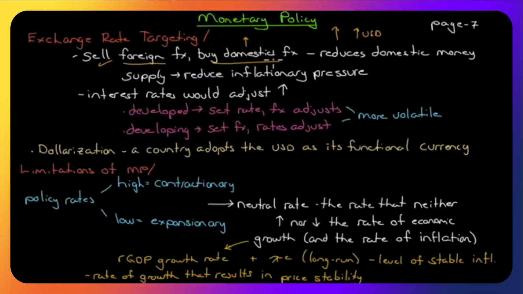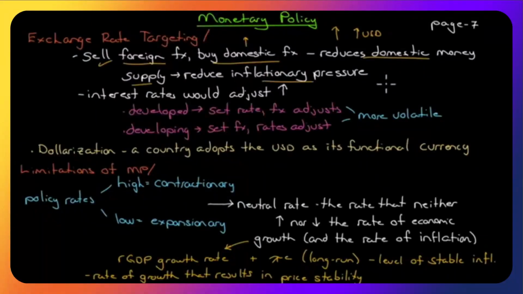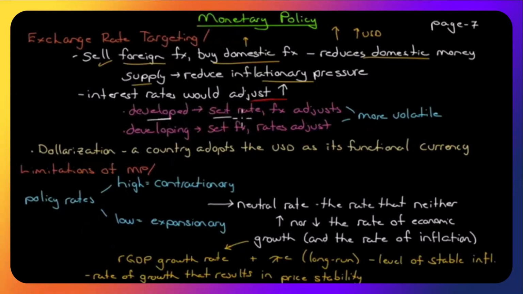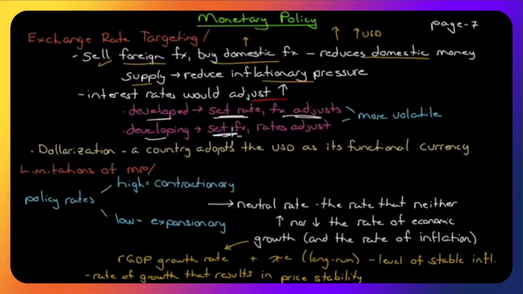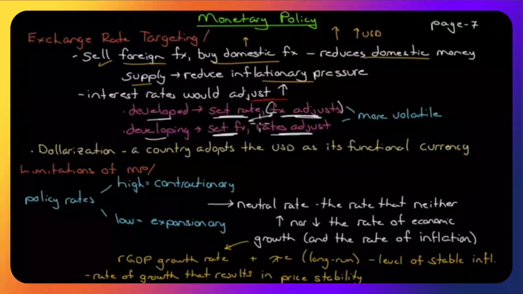Since we're buying our domestic currency, the central bank just throws it in its vault, right? That will reduce the domestic money supply because there's less of the domestic currency in circulation because, well, the central bank bought it up. Well, if you reduce the domestic money supply, there's less money to buy stuff. That reduces inflationary pressure. And as a result, interest rates would adjust upwards. So look at the effect here. The developed economy sets interest rates and the currency will adjust. The developing economy sets their exchange rate to the adjusting exchange rate here, and as a result, interest rates in the economy will adjust. The second term is the more volatile component.